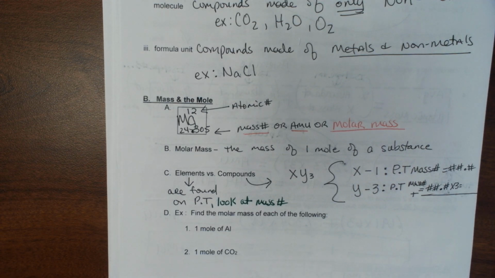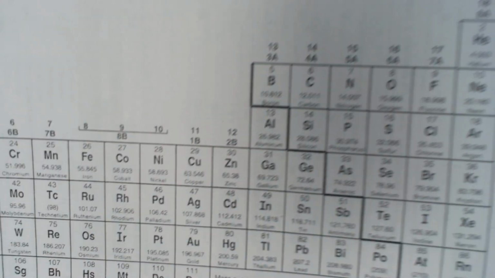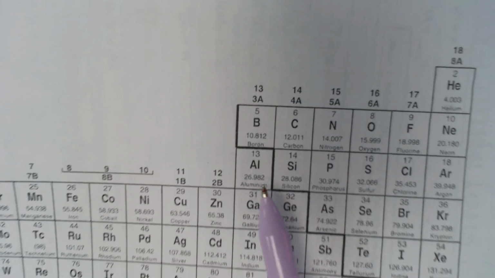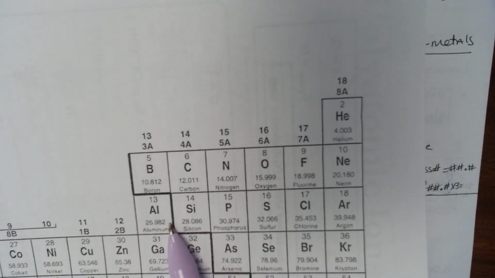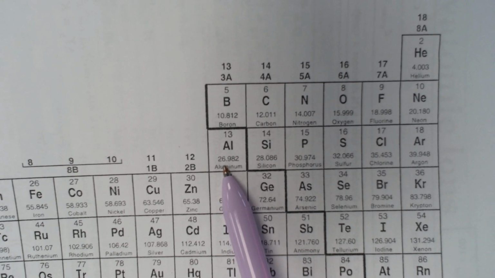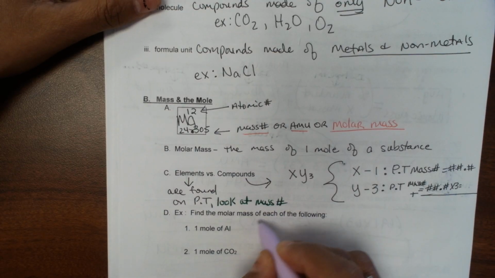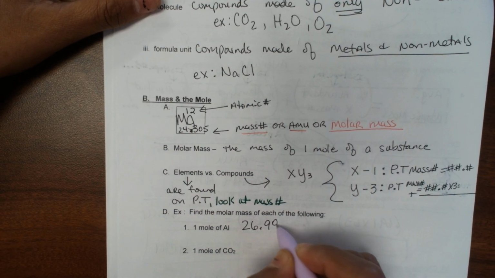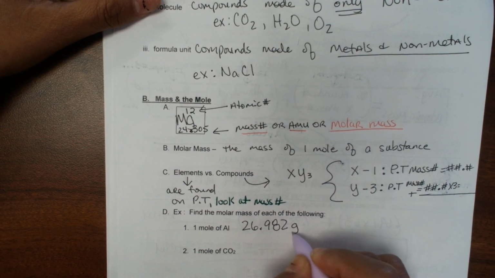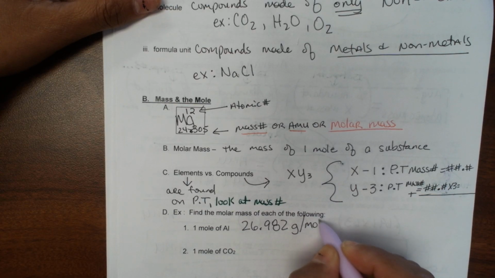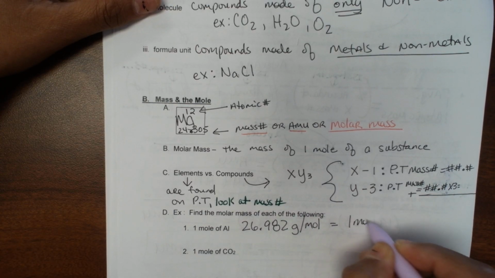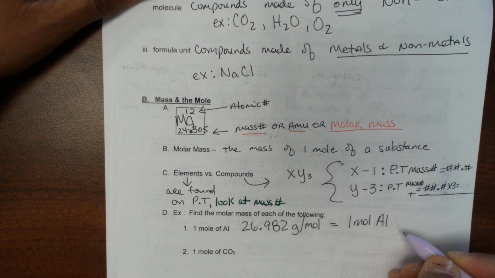This is just like the homework. The homework is going to ask you, what is 1 mole of aluminum? Aluminum's in group 13. So when we look at the periodic table and we look at group 13, aluminum also touches the stairs. 26.982. So what is the molar mass of aluminum? 26.982 grams per mole equals 1 mole of aluminum.